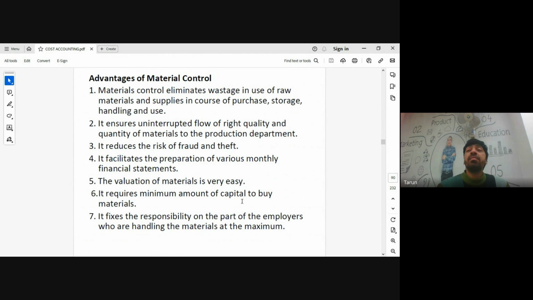Next advantage, it also minimizes the amount of capital needed to buy materials. It also fixes the responsibilities of various employees so that they can handle the materials at the maximum level. So these are the 7 points of the advantages of material control.